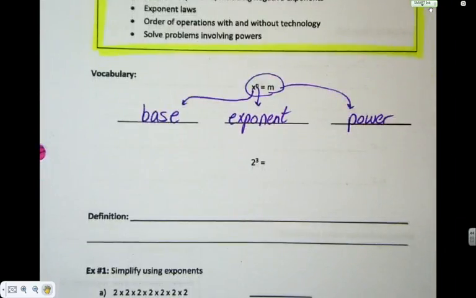So for example, if I gave you 2 to the 3, you know from grade 7 that that means 2 times 2 times 2, so it's repeated multiplication. What is 2 times 2 times 2? 8.